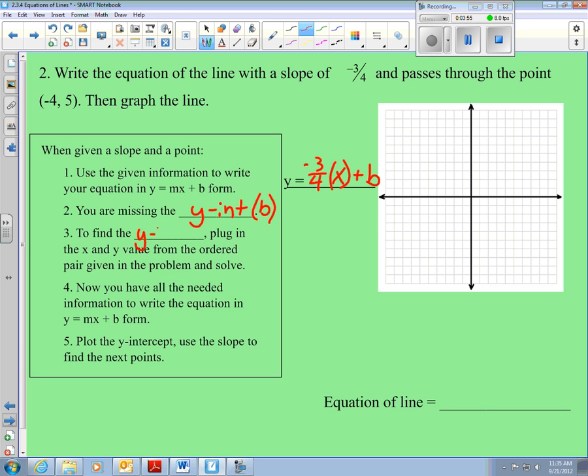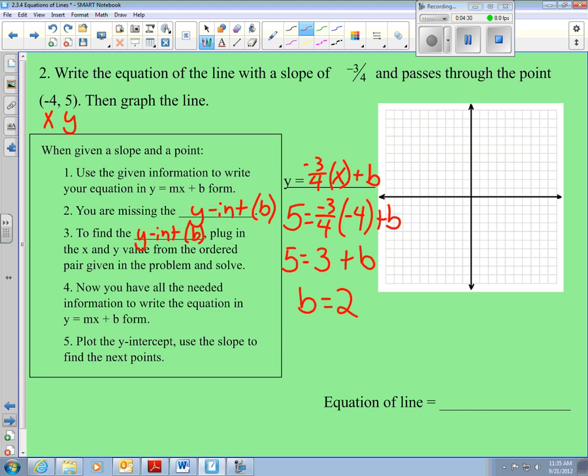To find the y-intercept, we're going to plug in the x and y value from the ordered pair given, and then solve the problem. So here's my x and my y. We're going to plug 5 in for y, -3/4, and in for x goes -4, plus b. 5 is going to remain 5 right now. -3/4 times -4, if you punch that into your calculator, you're going to get a +3 because we're taking a negative times a negative. And then plus b. So if we solve for b by subtracting 3, we find our b is 2.